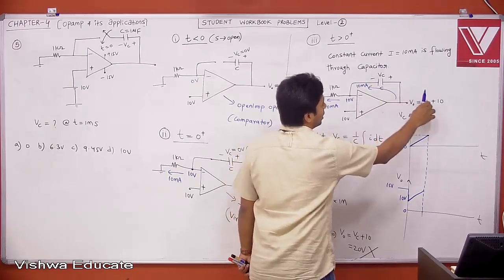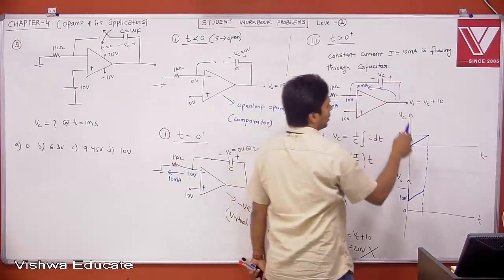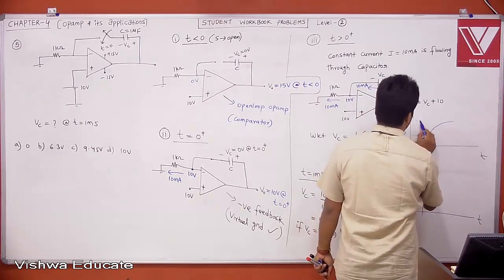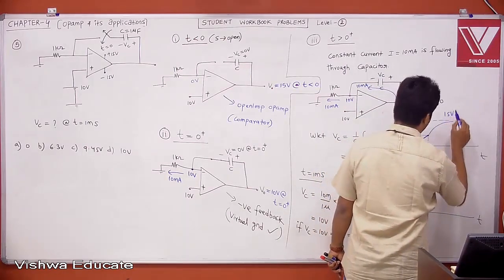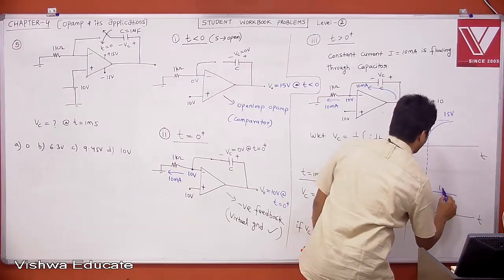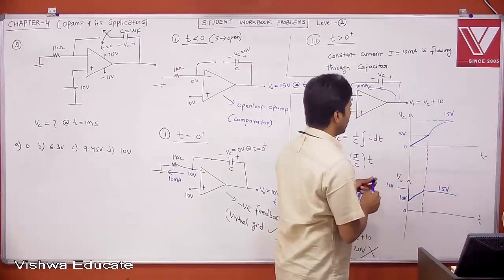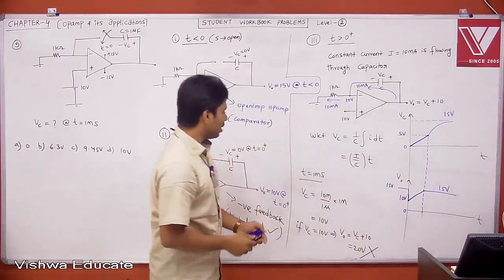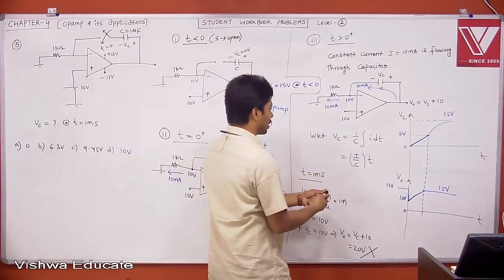Then your capacitor will finally be charging to the 15 volt that you have. Therefore, your capacitor is trying to charge exponentially from this point to reach 15 volt. But your output voltage will be 15 volt only. Therefore, at what time will your voltage across the capacitor be 5 volt? Can anyone tell? For what voltage? This is the voltage across the capacitor.